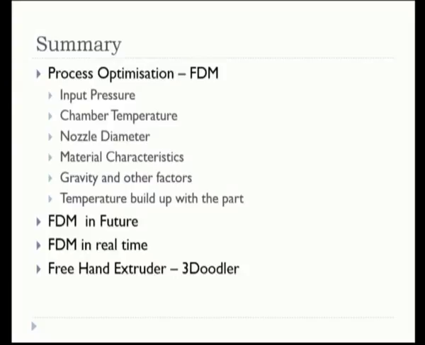They have developed even solid objects in an assembly manner. Say, for example, they developed an Eiffel Tower. They developed it with different fixtures, like different pieces of it, and they assemble them at the end. You can get the 3D model of it. You understand? In this session, we have discussed process optimization for fused deposition modeling in future and in real-time applications, and the freehand extruder.